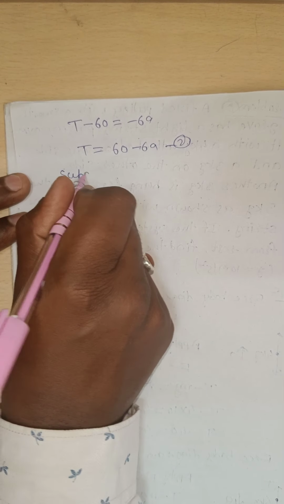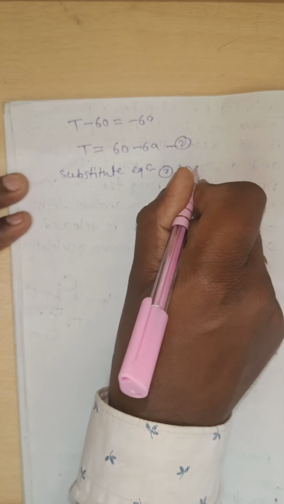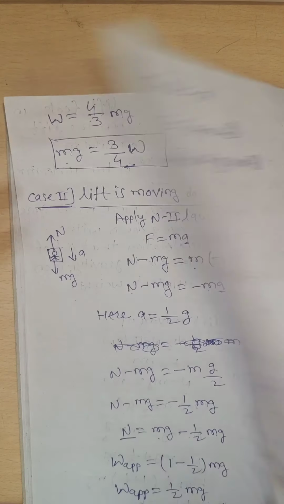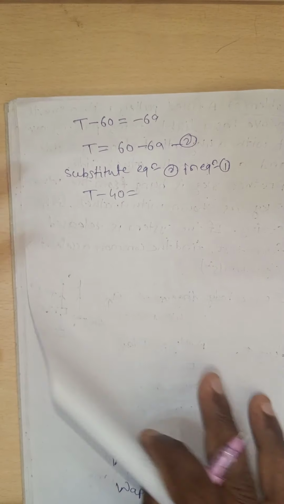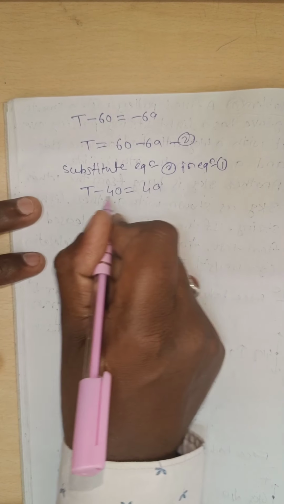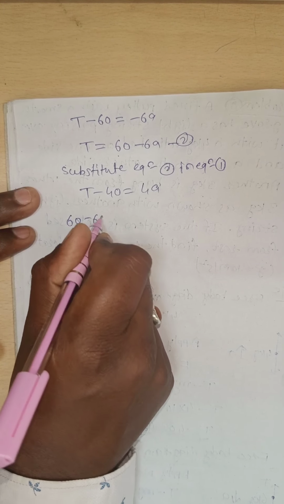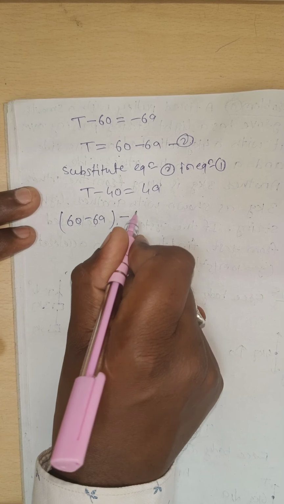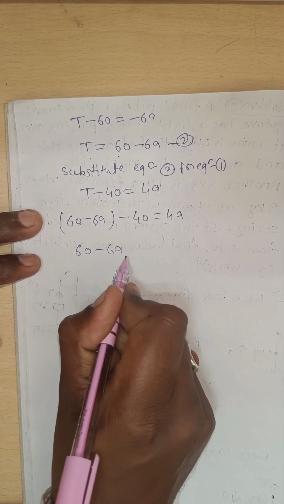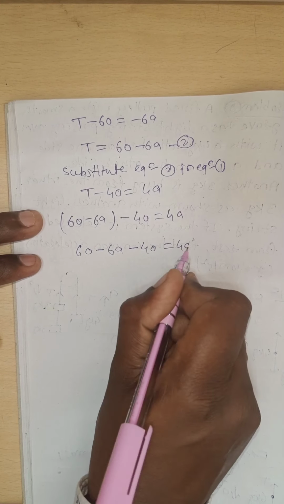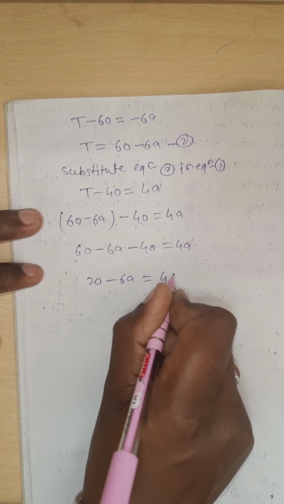Now substitute equation 2 in equation 1. What is equation 1? T minus 40 is equal to 4a. Wherever T is there, we put 60 minus 6a. That is 60 minus 6a minus 40 is equal to 4a. Then 60 minus 40 is 20, so 20 minus 6a is equal to 4a.